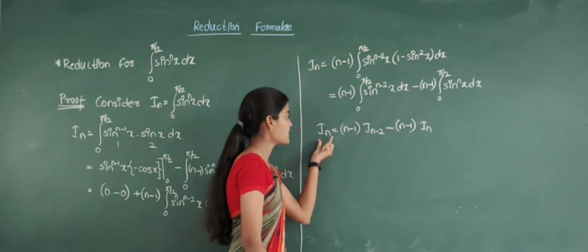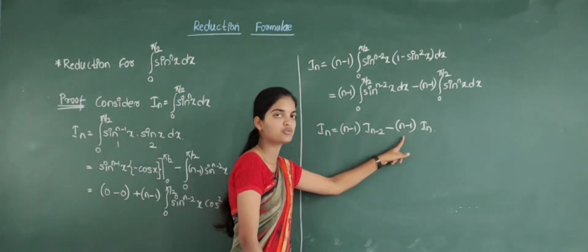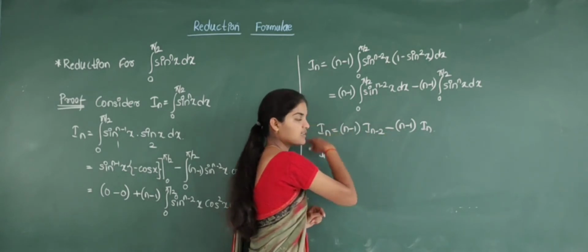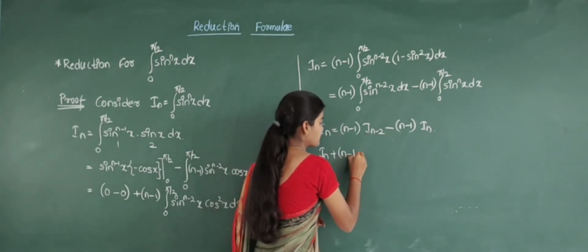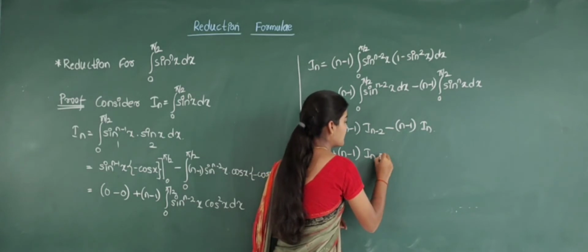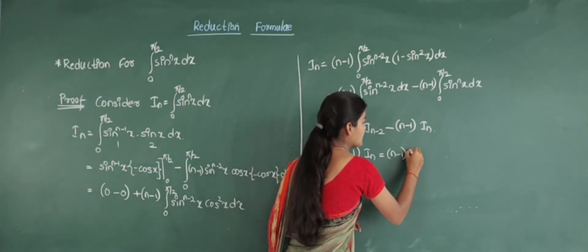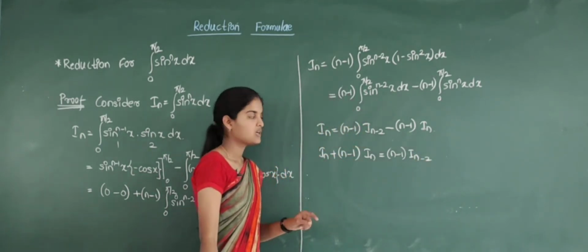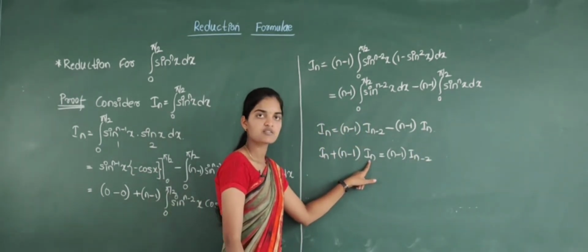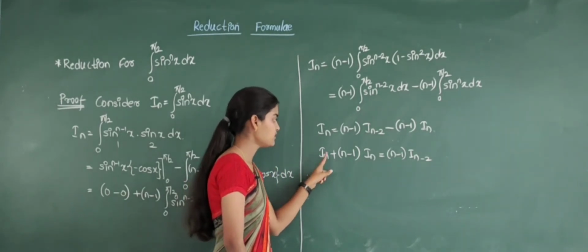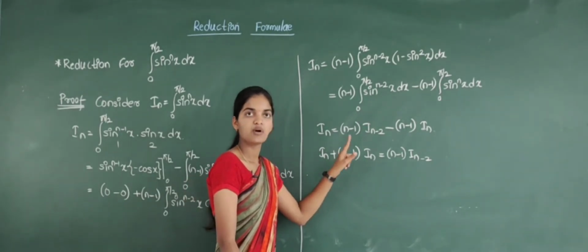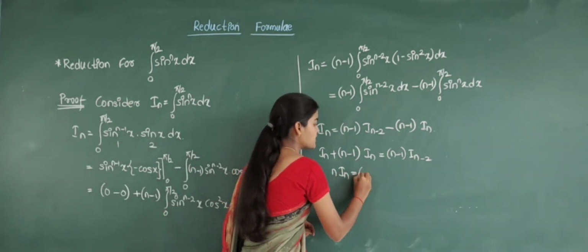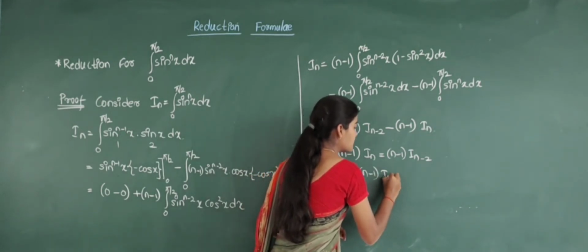Now these two terms are I_n only, and taking this term to the left hand side, to simplify that we will get I_n, this side it becomes plus, so plus (n minus 1) I_n, and on the right hand side we will get only (n minus 1) into I_(n minus 2). Now after taking I_n as common, in bracket what we will get, 1 plus (n minus 1). 1 and minus 1 get cancelled, remaining is only n into I_n is equal to (n minus 1) I_(n minus 2).